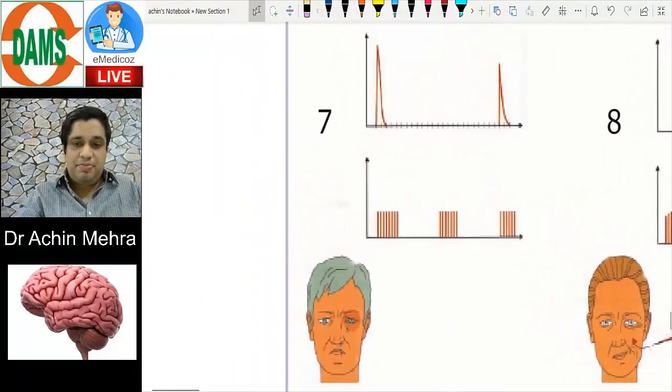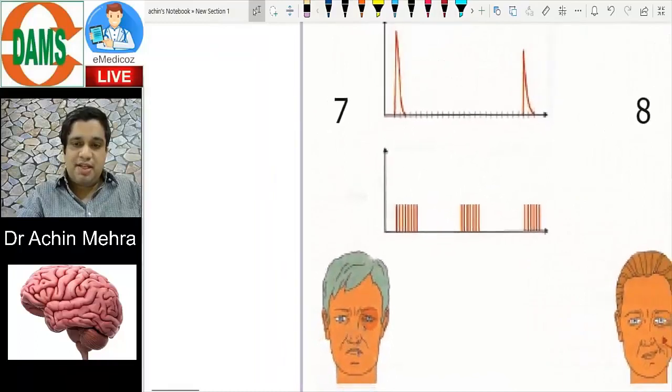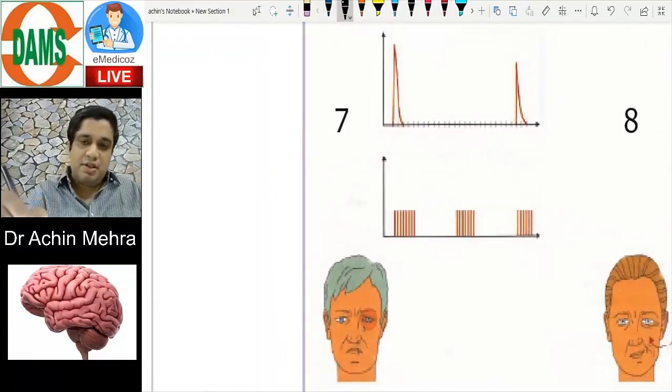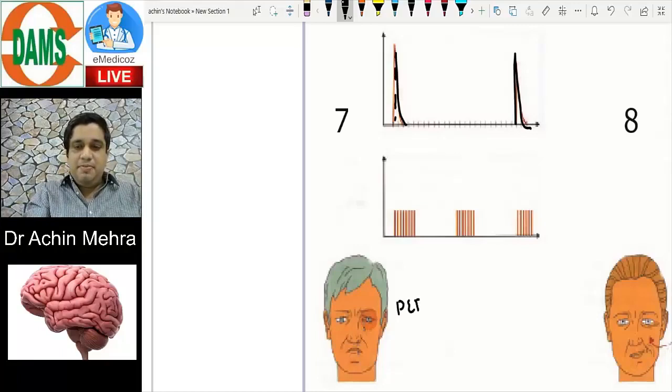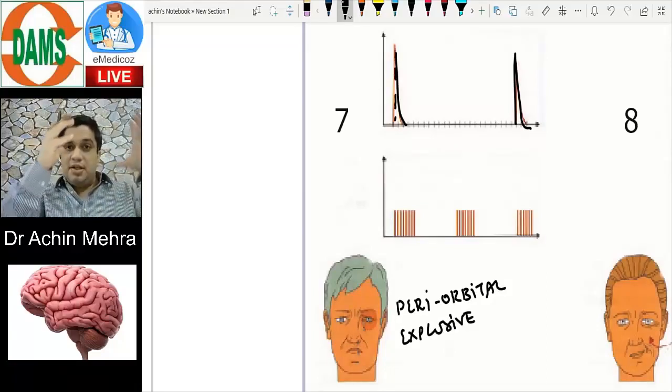Now we got a male patient this time whose headache was very severe at the onset, and in a very short time it died down like this. So he had a very typical periorbital pain again, which I can describe with the word explosive: it was maximum at the onset and died down like a bomb, you know, it explodes and then it goes away.